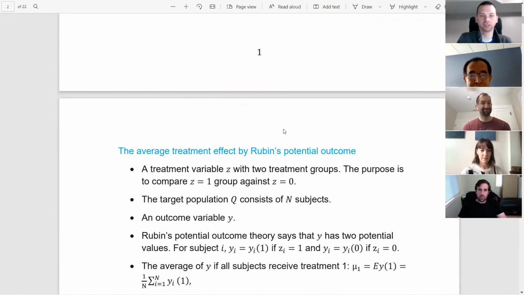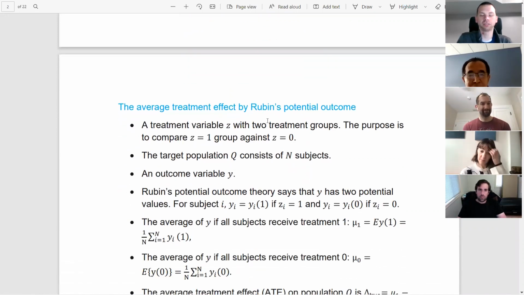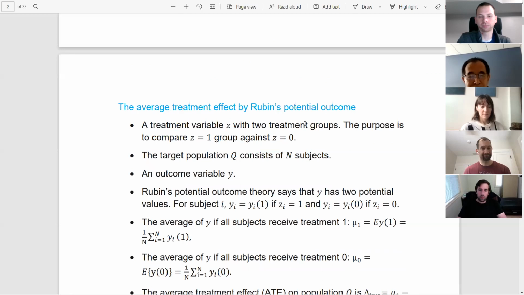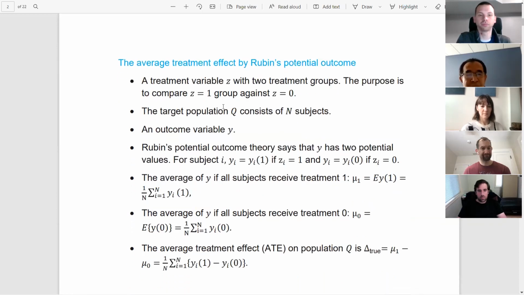I know you are all very familiar with Rubin's potential outcome framework and all the basic stuff, but I'm still going to start with it, just to make sure we are on the same page with the same notation. We have a treatment variable Z. It's a binary treatment variable with two treatment groups. The purpose is to compare treatment Z equals 1 against treatment Z equals 0.